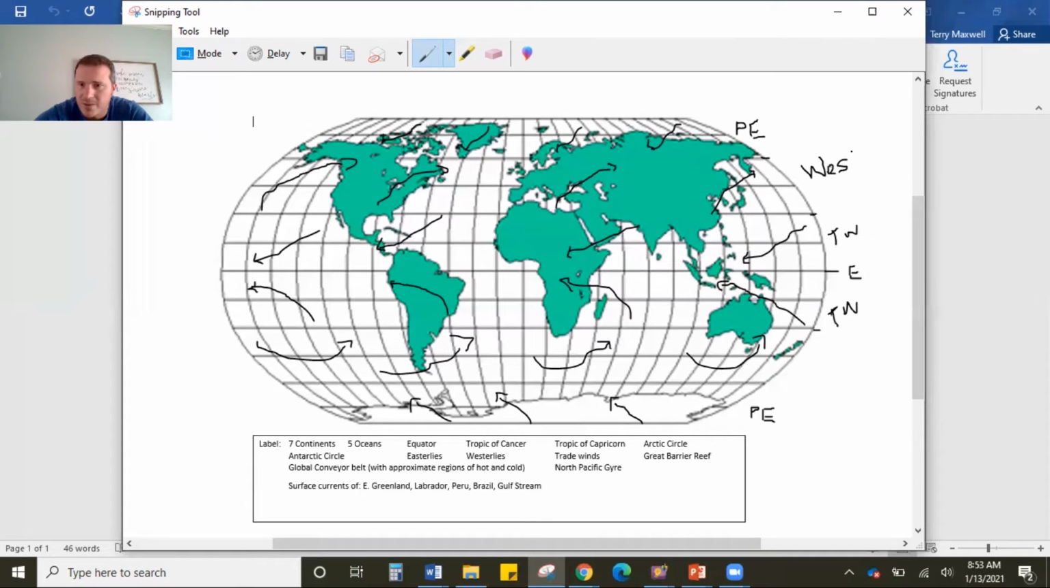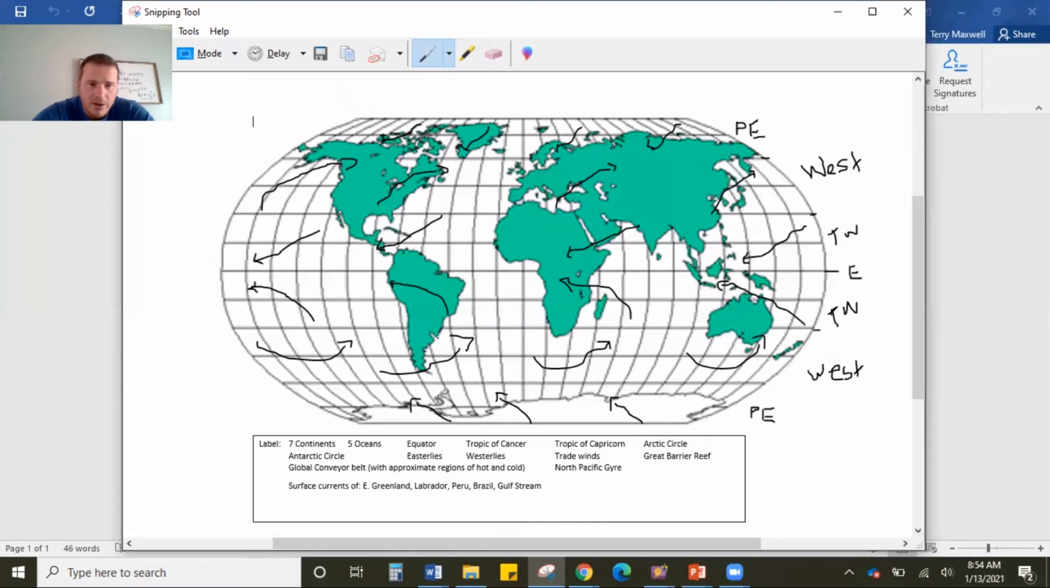I'm doing my best with my writing there. It's pretty bad. We have our westerlies there. Coming out of the west. And so again, the best way to remember that is make sure you break up your 0 to 30, your 30 to 60, your 60 to 90. And then if you can remember that there's clockwise motion in the north, counterclockwise motion in the south, that should help you with that. Okay, our next one I want to take a look at would be our surface currents.